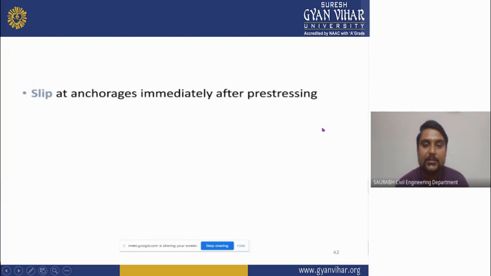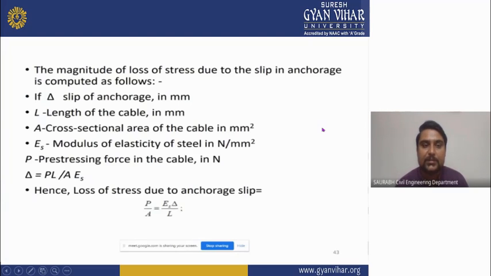Slip at the anchorage immediately after pre-stressing. The magnitude of loss of pre-stress due to slip in anchorage is computed as follows. If delta is the slip of anchorage in mm, L is the length of cable in mm, A is the cross-sectional area of the cable in mm squared, Es will be the modulus of elasticity, in Newton per mm square.